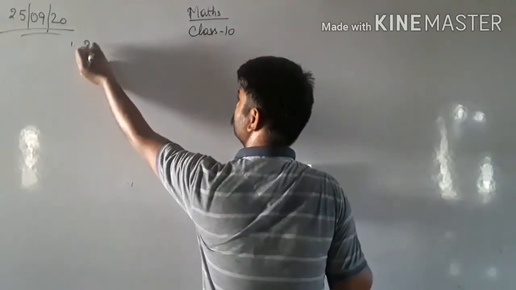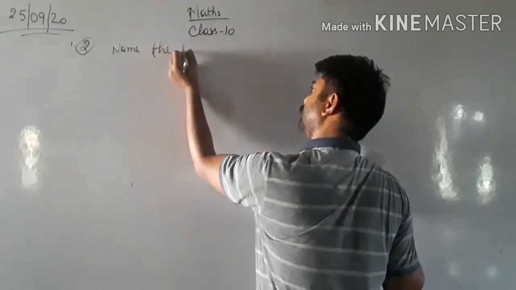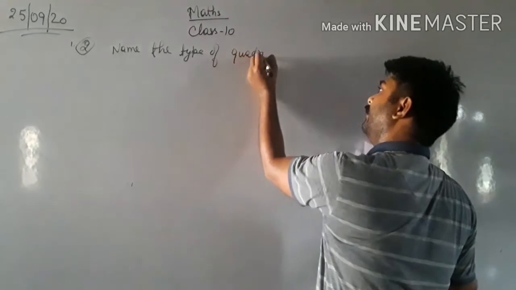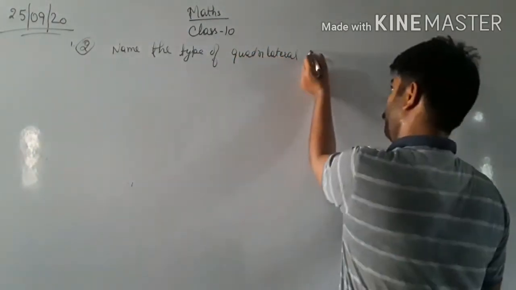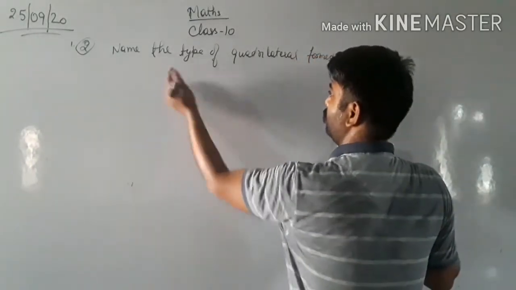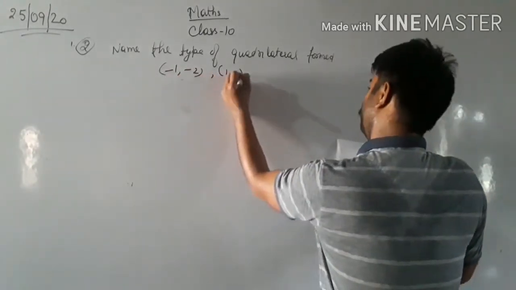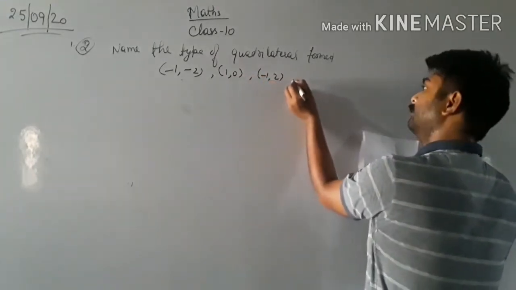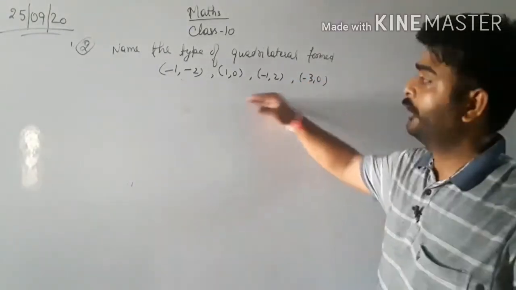Now the second question is: name the type of quadrilateral formed. The question gives the points -1 comma -2, 1 comma 0, -1 comma 2 and -3 comma 0. These are the 4 points given to you.